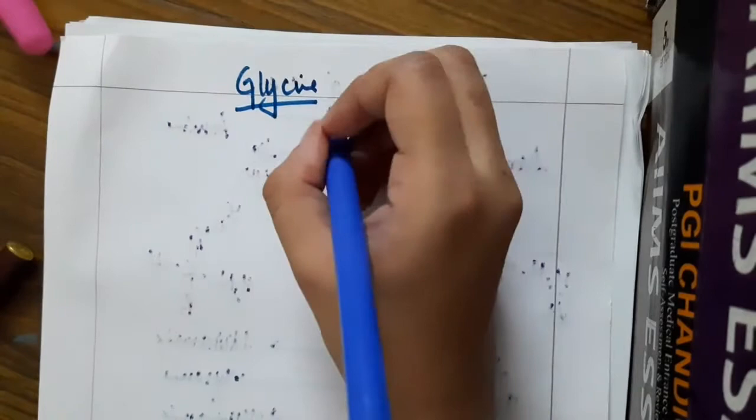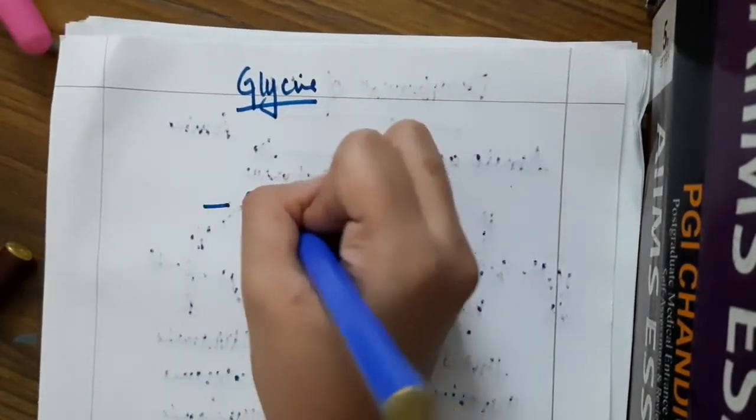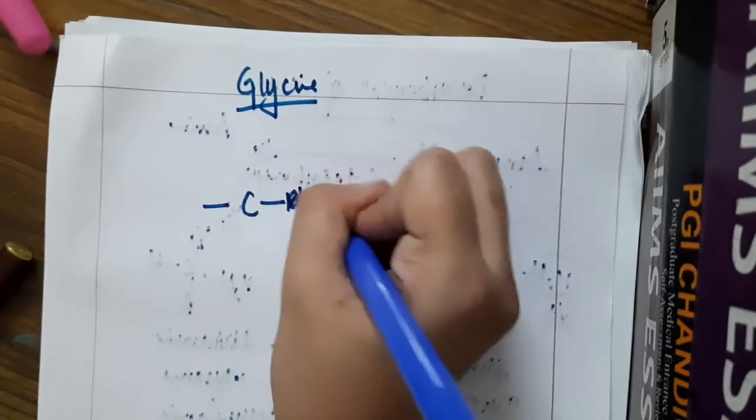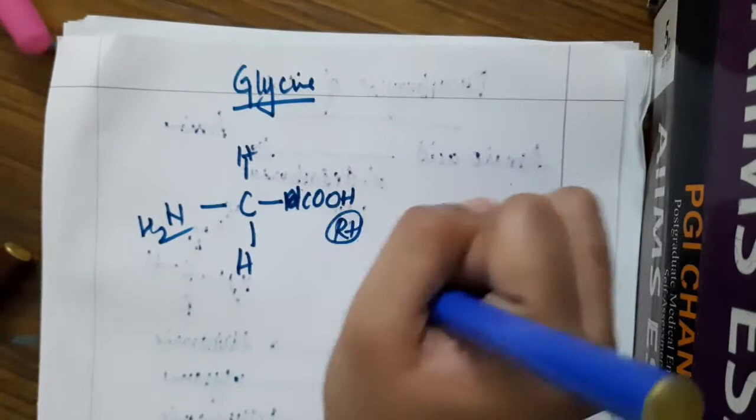Today, let us learn about the next important amino acid, which is called glycine. First I will write the structure of glycine. Here we have a COOH or carboxyl group on the right side, an amine group on the left side, and two hydrogen atoms present in glycine.